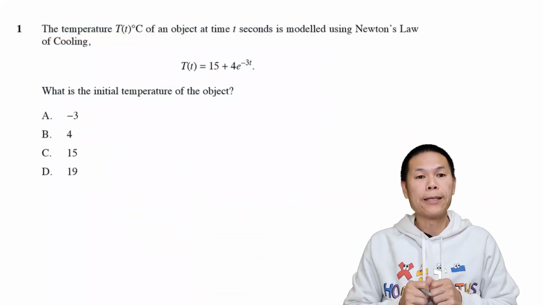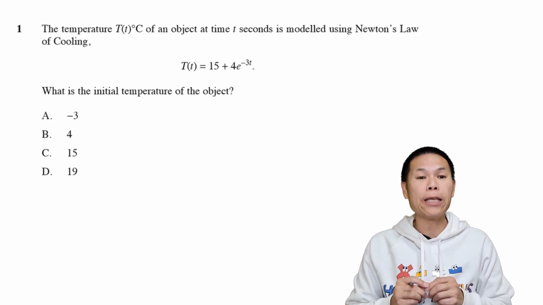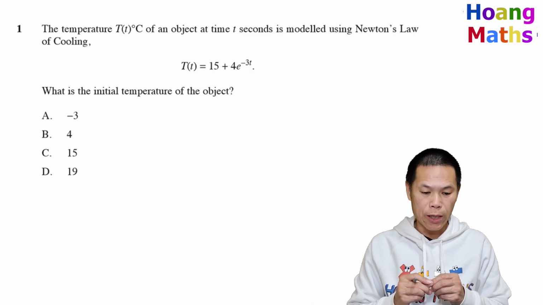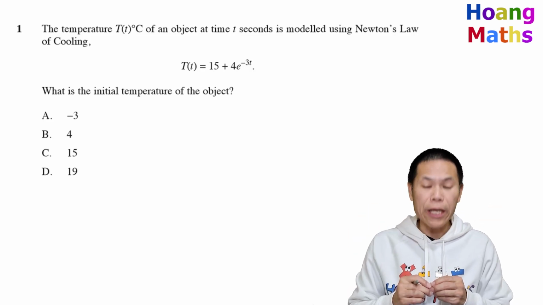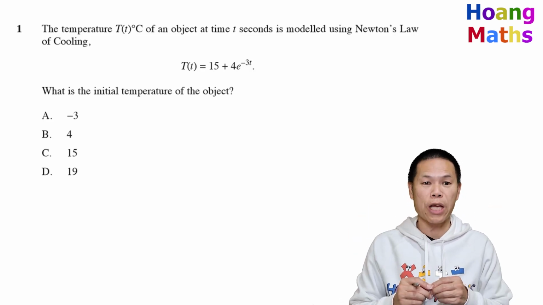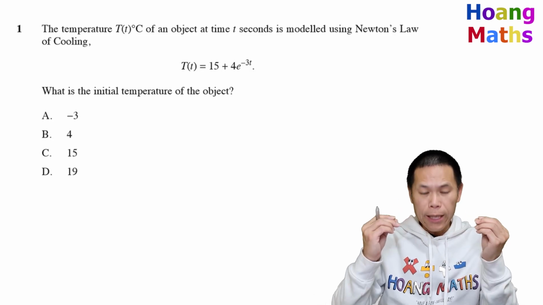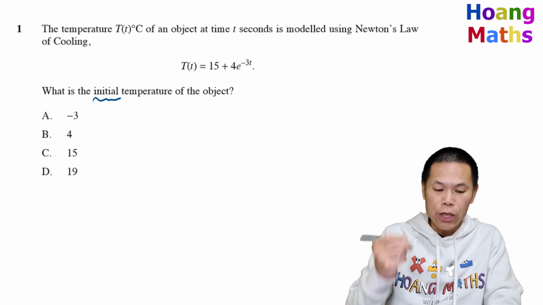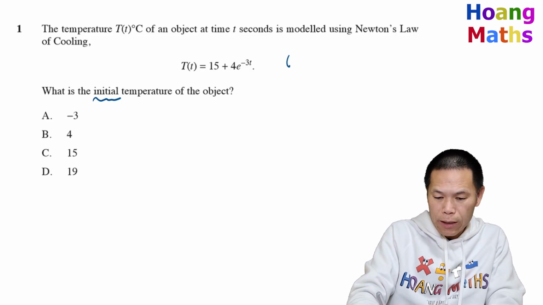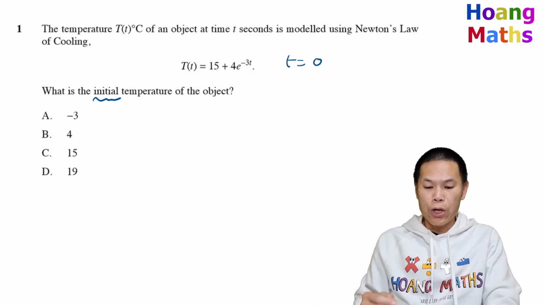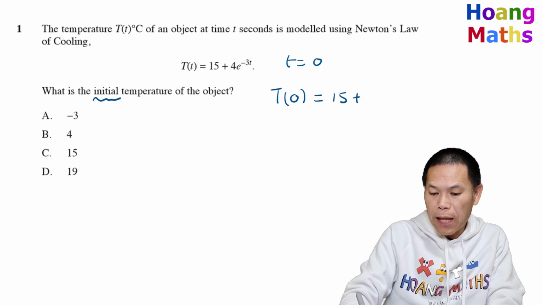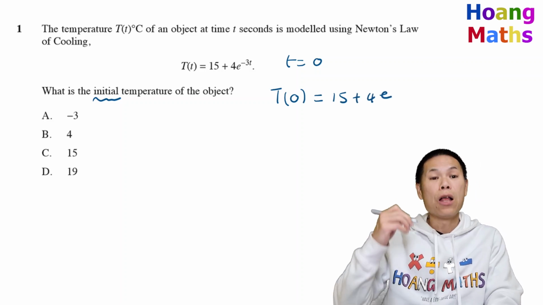First one, the temperature T is equal to 15 plus 4e to the power of negative 3t. The question is, what is the initial temperature of the object? So this means that t is equal to 0 because of initial temperature. Okay, initial means when t is equal to 0.